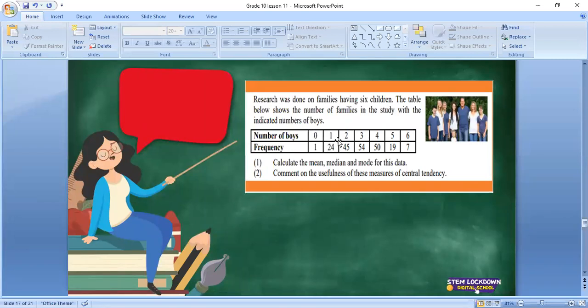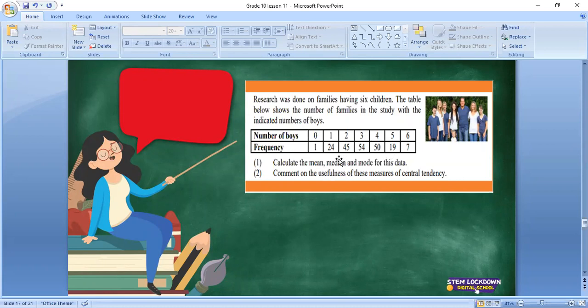So to find the mean, you multiply these two columns together. You refer to the first row as x, the second row as f, and then you find your f times x. You multiply these two together: 0 times 1, 1 times 24, 2 times 45, 3 times 54, 4 times 50, 5 times 19, 6 times 7. Then you add all this together, then divide it by the total frequency. That will give you your mean.